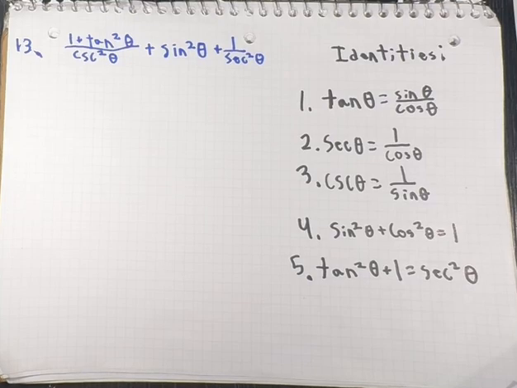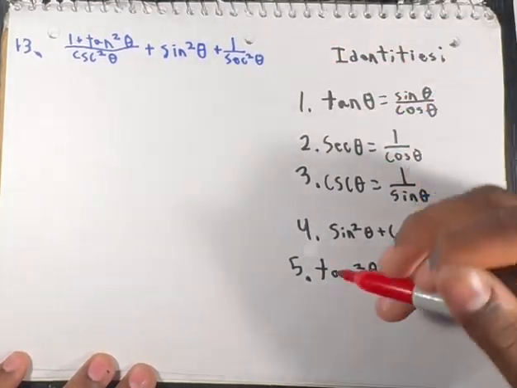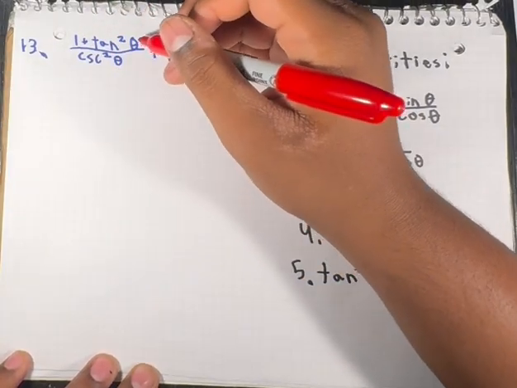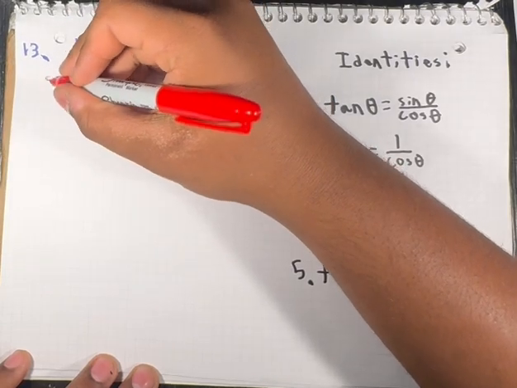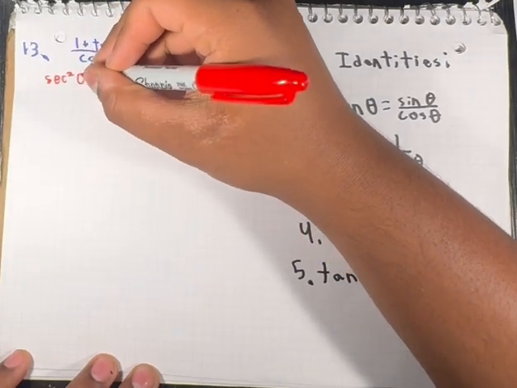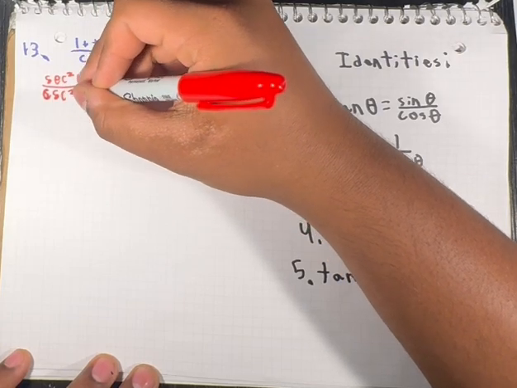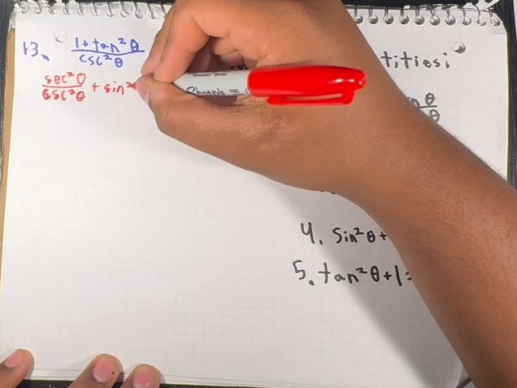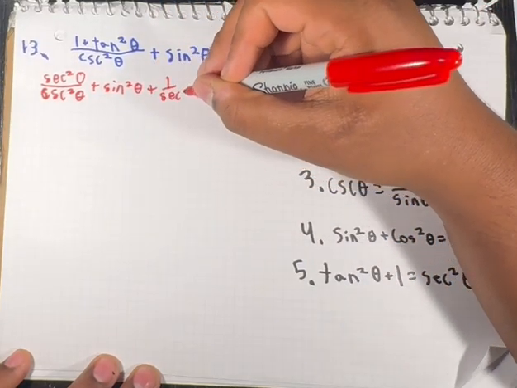In this problem, the first thing we're going to do is try and simplify using this Pythagorean identity. See, 1 plus tan squared theta we know is equal to secant squared theta. So it becomes secant squared theta over cosecant squared theta, plus sine squared theta, plus 1 over secant squared theta.